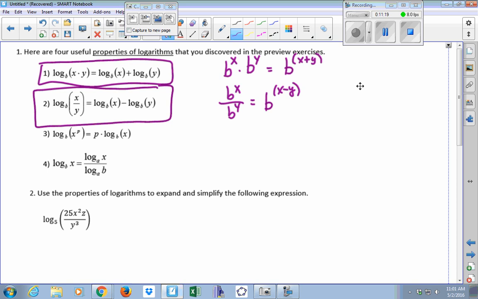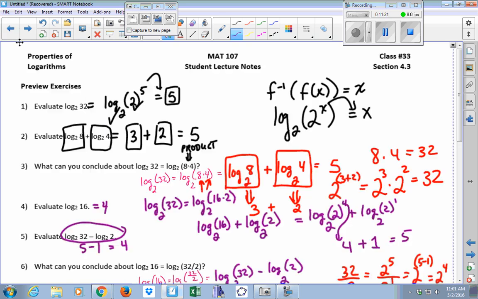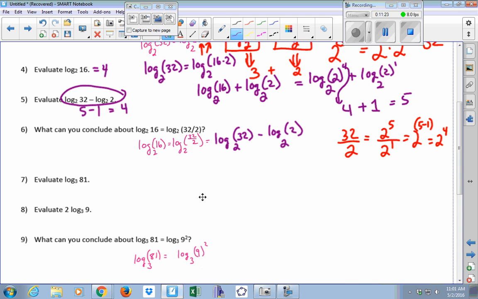Now the last exponent property, this next group of three, is probably the one that you will use the most throughout the rest of the class, particularly when we start working on application problems with exponential functions and logarithmic functions.